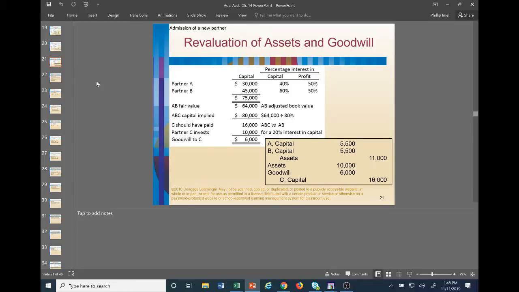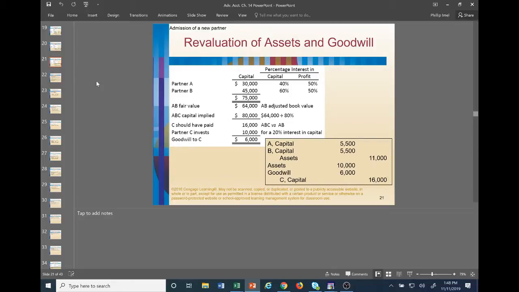Now the adjusted value of the previous partnership is used to determine the goodwill traceable to the new partner. In this example, the $64,000 fair value of the previous partnership would represent 80% of the new partnership capital, or $80,000, which is $64,000 divided by 80%. Therefore, it appears that the new partner should have paid $16,000, $80,000 less the fair value of the previous partnership, for a 20% interest in the partnership.